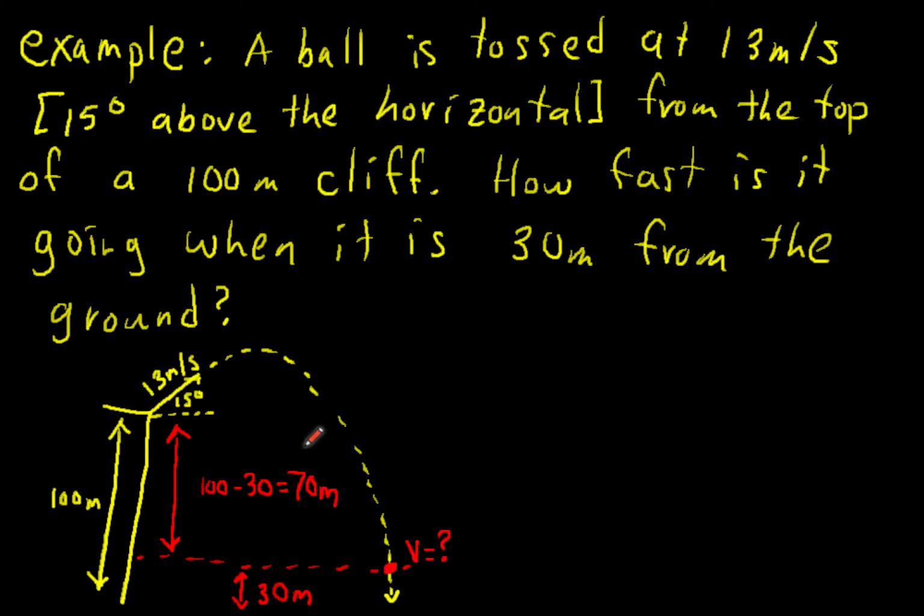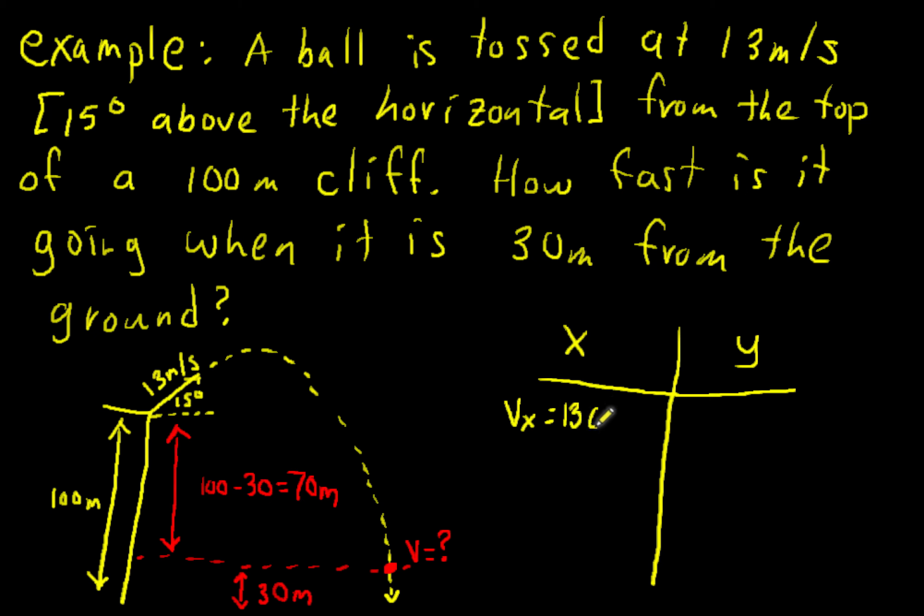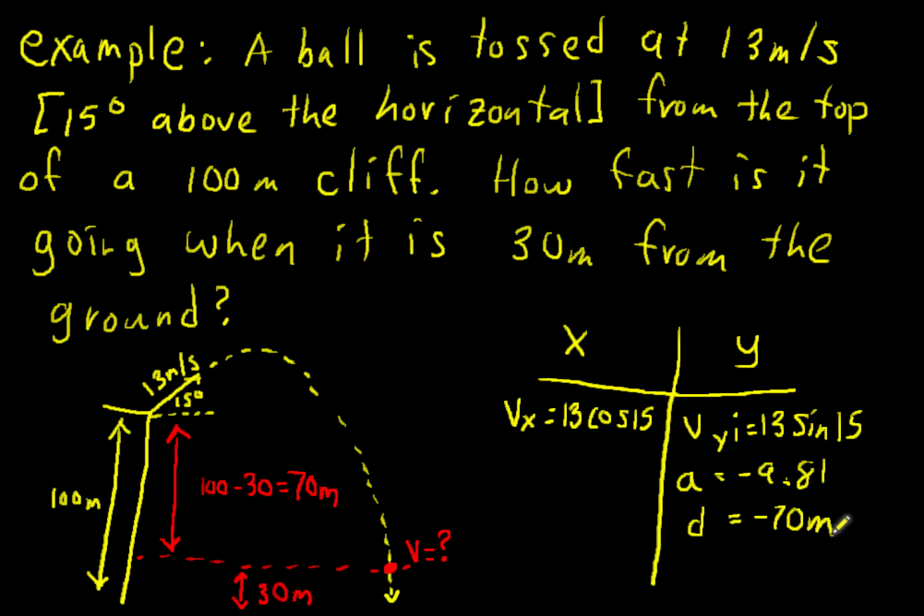And we want to know the velocity of the projectile at this point. We start by making an xy table, where Vx is equal to 13 cos 15. Vyi is 13 sine 15. The vertical displacement at the point we're interested in is negative 70 meters, negative because it's down, and we're interested in finding out what is the velocity in the y direction at this point so we can combine it with the x velocity to find the total velocity.